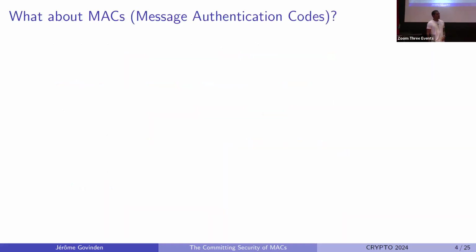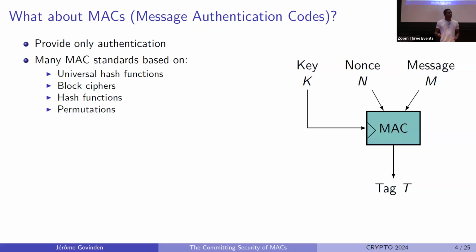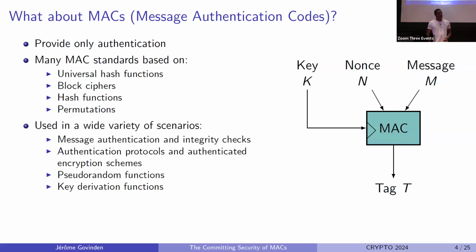But what about MACs? A message authentication code, or MAC for short, is a primitive that provides only authentication. In its nonce-based form, it takes as input a key K, a nonce N, and a message M to return a tag T. There's a wide variety of standards for MACs that are based on different underlying primitives. These are also used in a wide variety of settings.